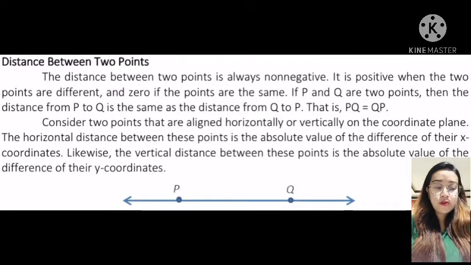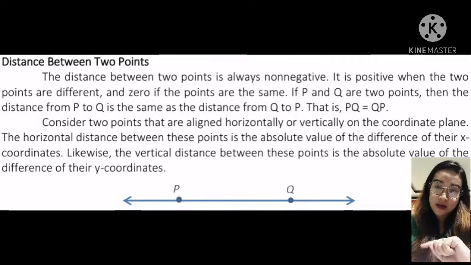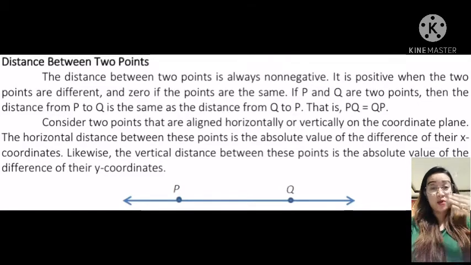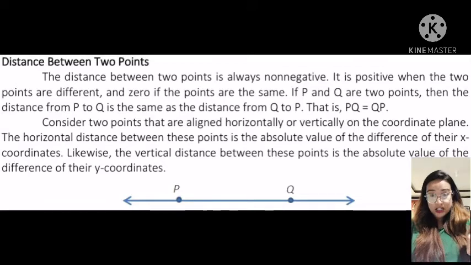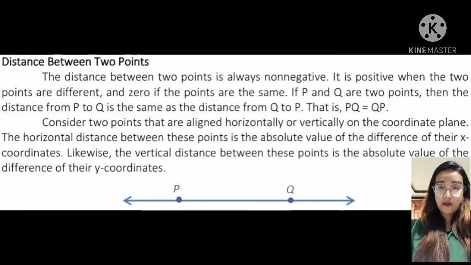So, a distance between 2 points is always non-negative. Remember class, pag nagsasolve tayo ng distance, it is always positive. Nakakita na ba kayo ng distance na negative? Siyempre, automatic, mula dito hanggang dyan, parang humakbang ka, di ba? So, automatic, lagi tayong positive. Kaya laging positive ang ating sagot kapag kumukuha tayo ng distance, okay?